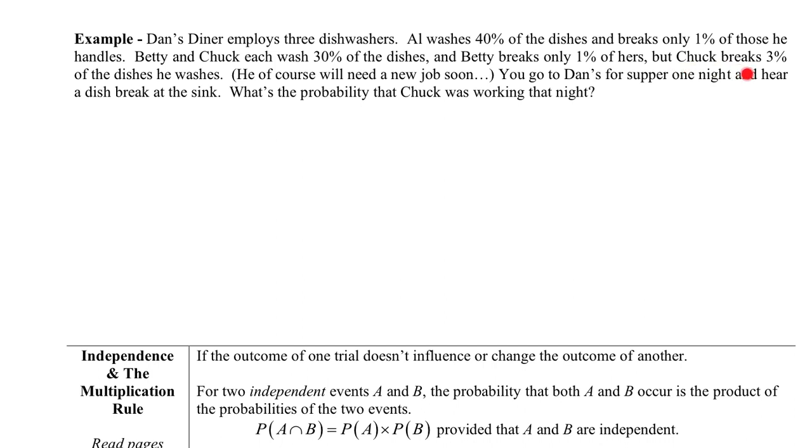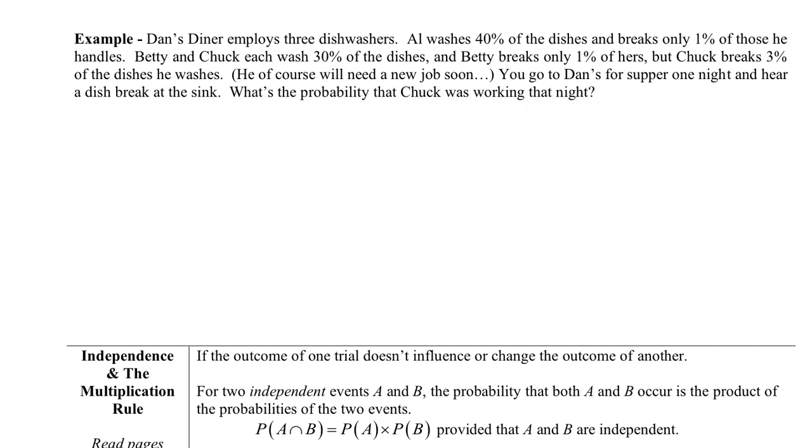So what they're saying is, given this is Chuck, how many does he break? So the given is Chuck, what he breaks. So this is a given. These are all conditional statements, which lets us know this is a two-way table problem. It says he, of course, will need a new job soon. You go to Dan's for supper one night and hear a dish break in the sink. What's the probability that Chuck was working that night?